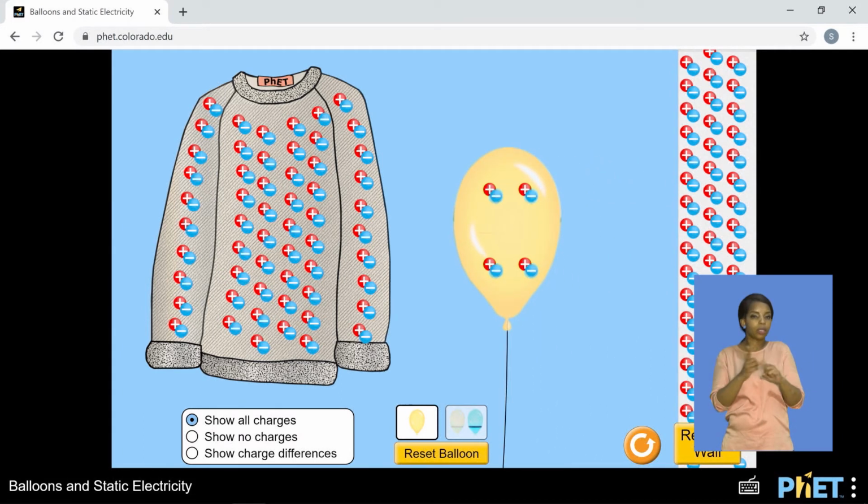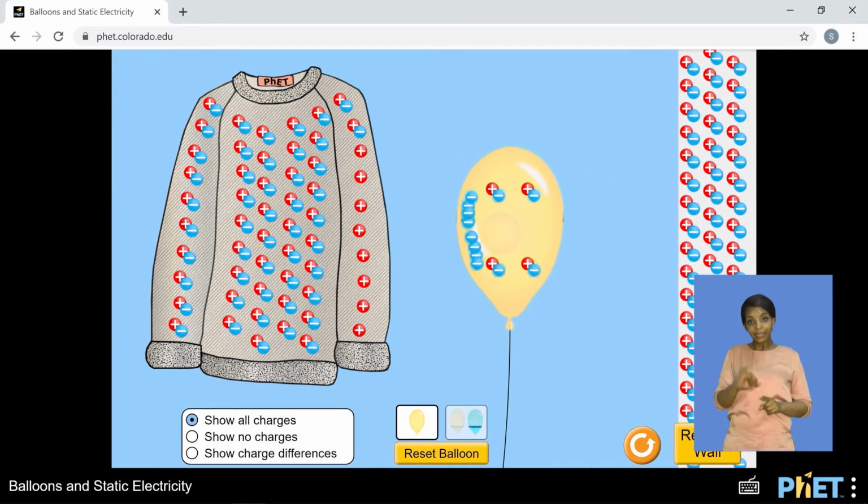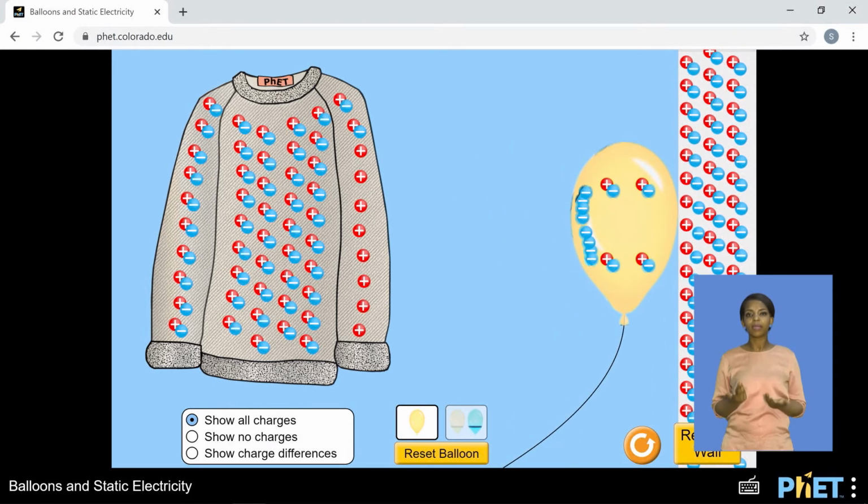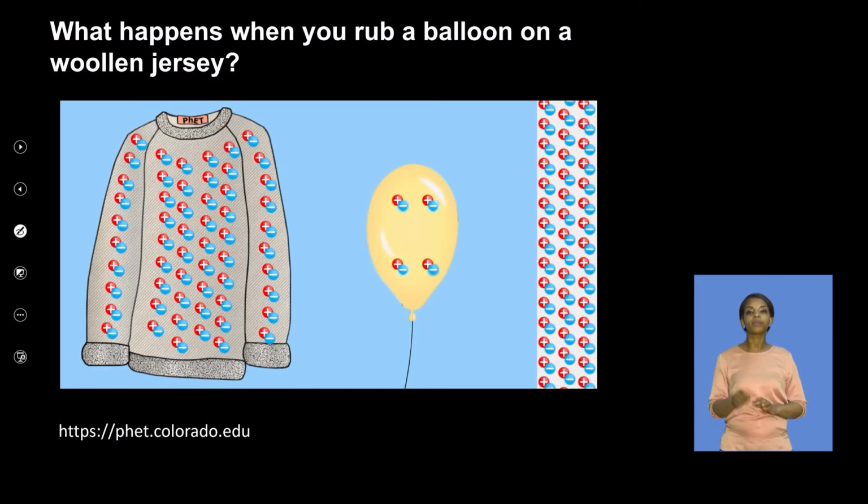However, if we do the opposite, you go to the jersey, then there is that observation. Now, look at what happens. Now the balloon can stick onto the wall, because it has acquired excess negative charge. It means it has got more negative charges than positive charges. Hence, the net charge in it is actually negative, right? Okay. So that was the simulation.